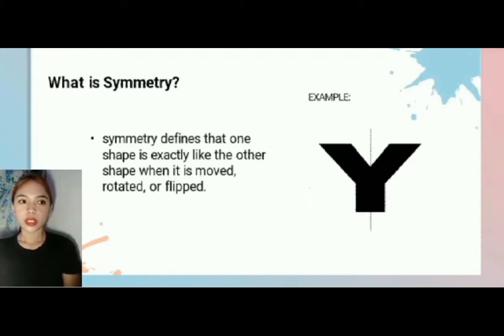You can see the imaginary line along which you can fold the figure to obtain a symmetrical shape, and the line or axis is called the line of symmetry.